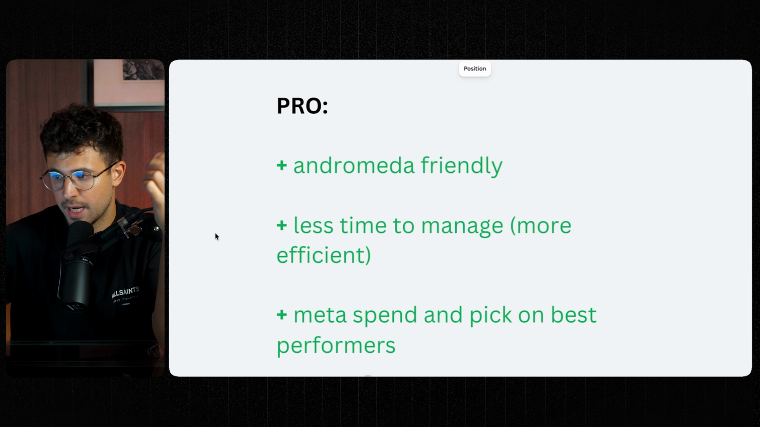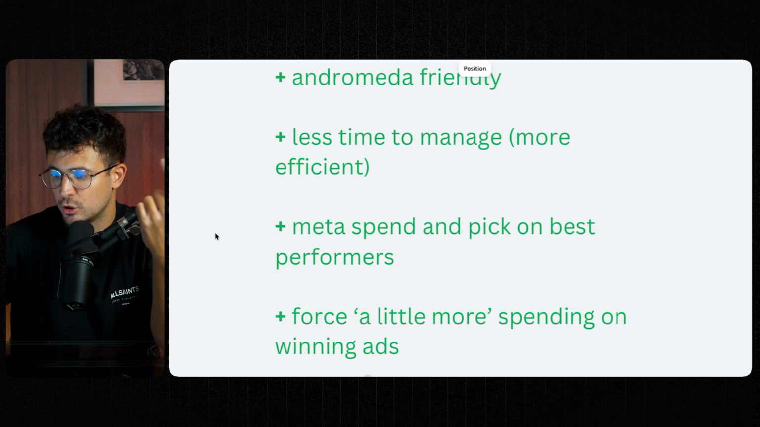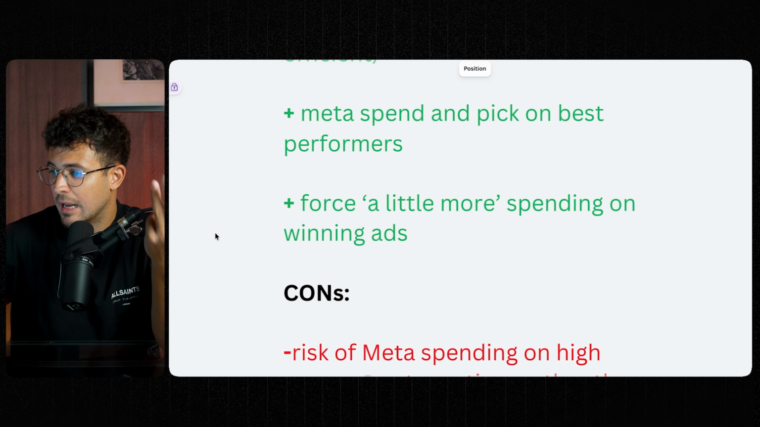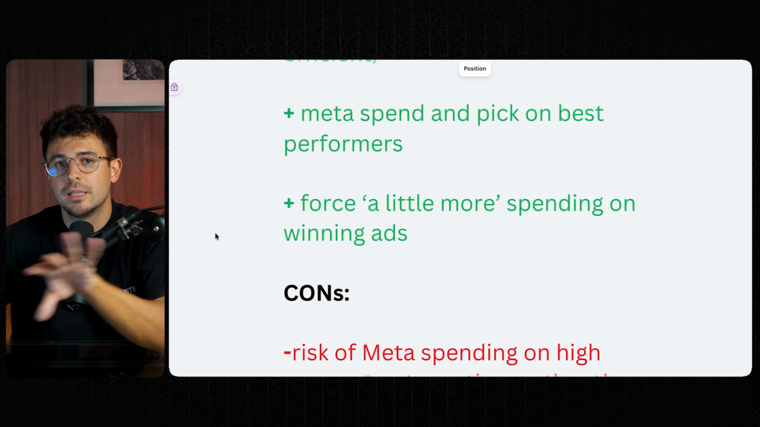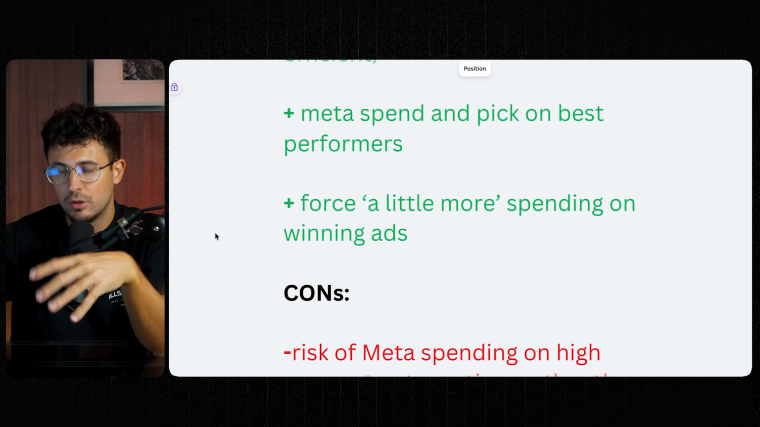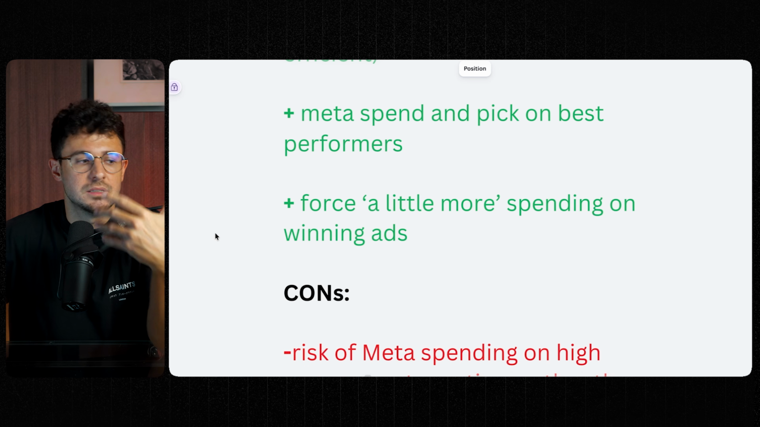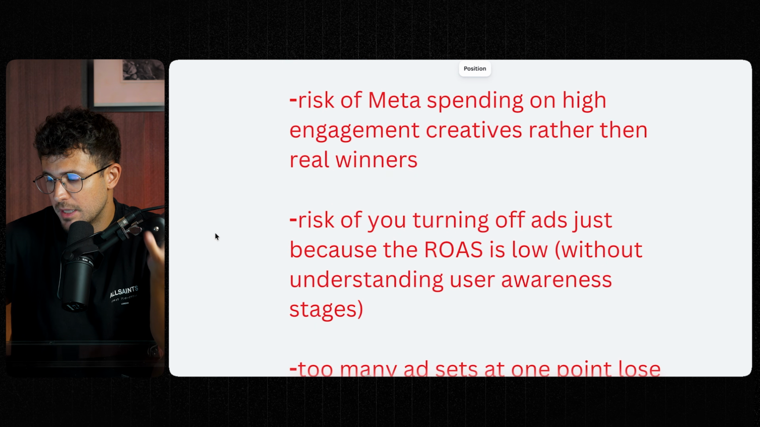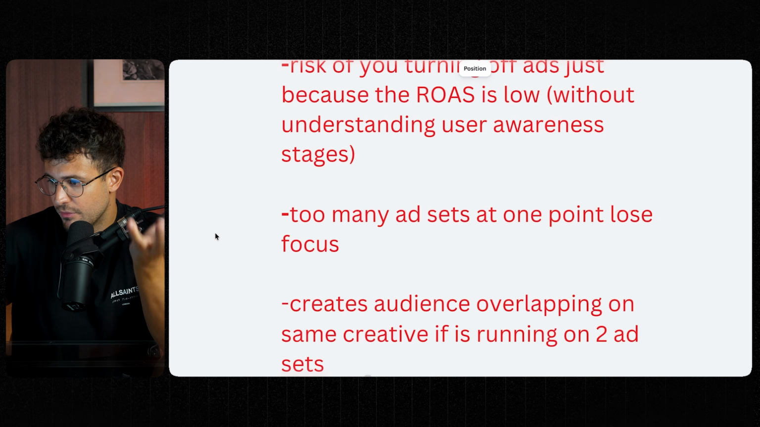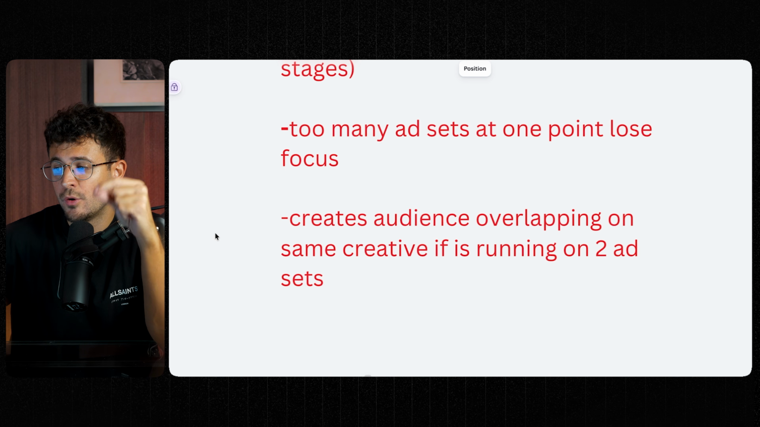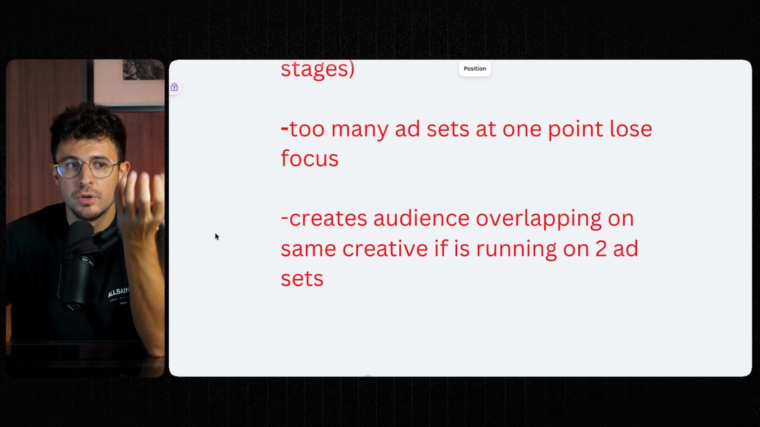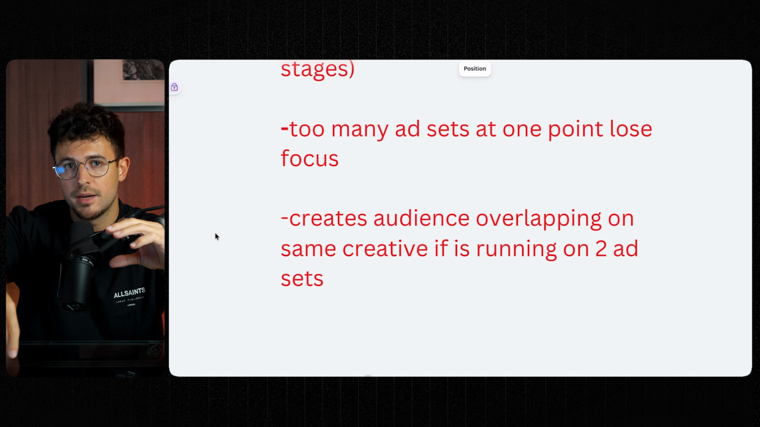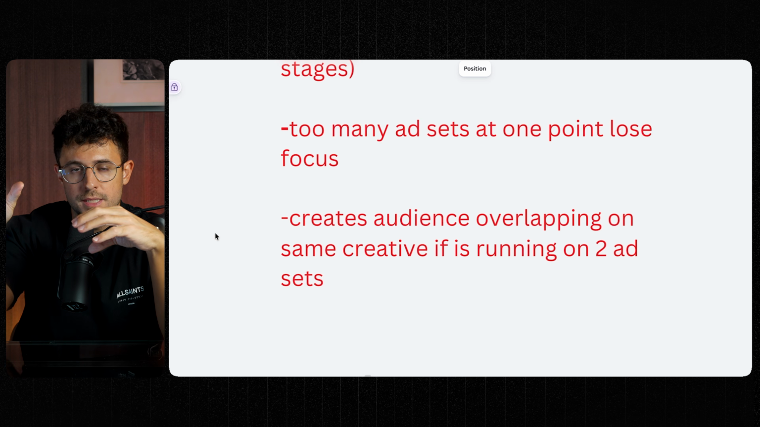Now, what is the pro here? Again, Meta Andromeda friendly, less time to manage, so there is more efficiency. Meta spends and picks on best performance. It forces a little more spend on winning ads because you are isolating them into another ad set and putting them all together. And so technically, if Meta sees that they're performing well, Meta is going to push more budget towards these creatives. The cons are basically similar to what I just mentioned before. The only difference here is that there might be audience overlapping because you're using the same creatives that are in one ad set and then duplicating them inside another ad set in the same campaign. So there might be an overlap between these two ad sets in terms of targeting.